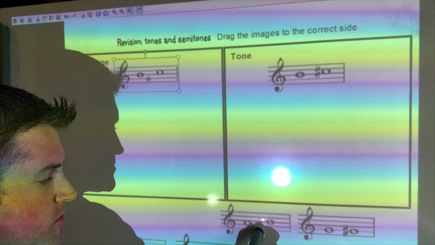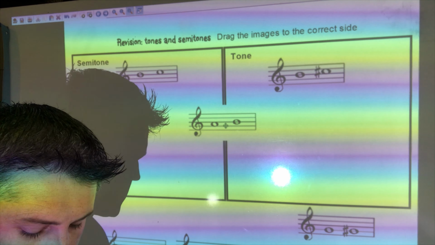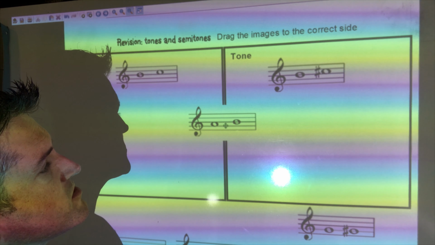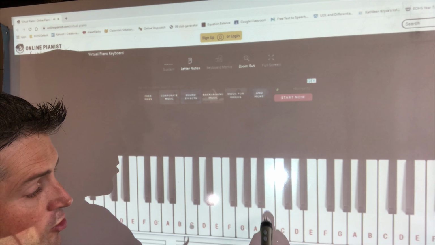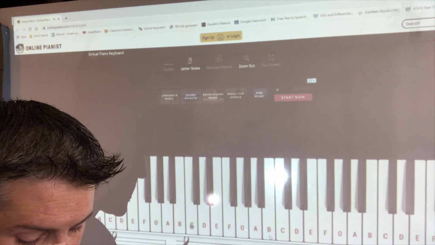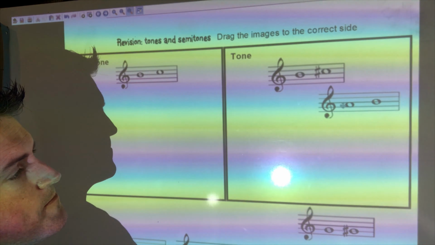Now let's have a look at this next one here. We've got an A going to a B. Now they sound like they're going right beside each other, but in this case here, A has a sharp or a B flat in between before it gets to that B. So that's going 2 steps. That there is an example of a tone.